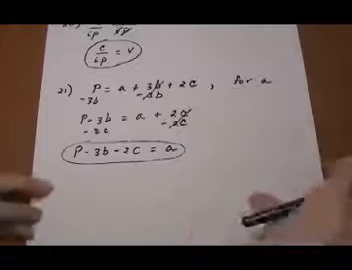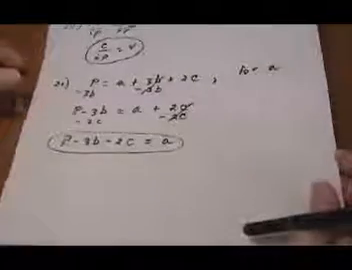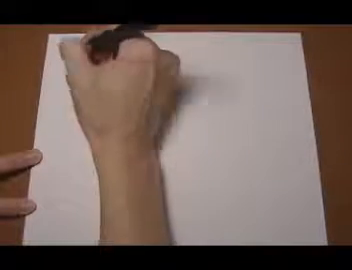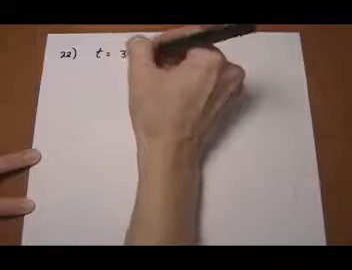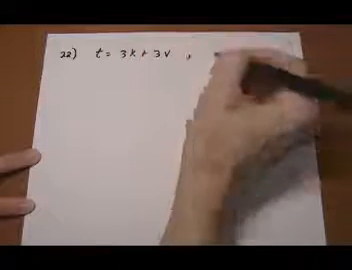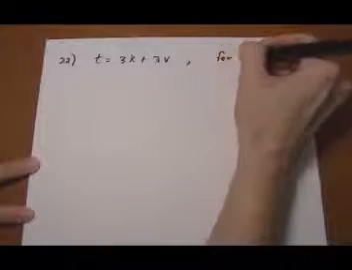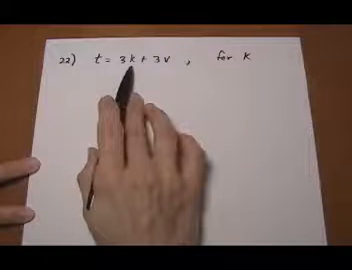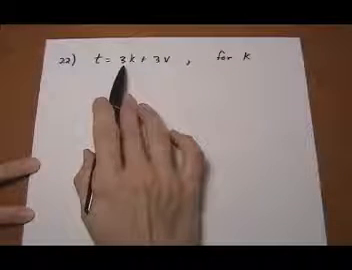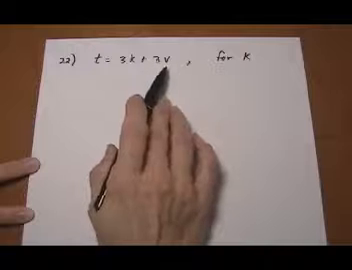And number 22 is another kind of equation like this, where we're solving for a variable while we have other letters there. We're treating the other letters like constants. So 22, we have T equals 3K plus 3V. And we are solving for K. So let's look at the K. We want to get it by itself. We have a 3 being multiplied to it and a 3V being added to it.